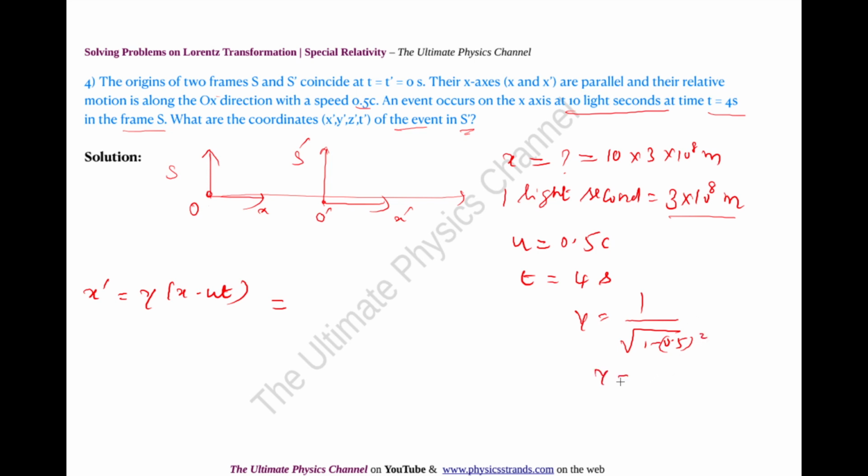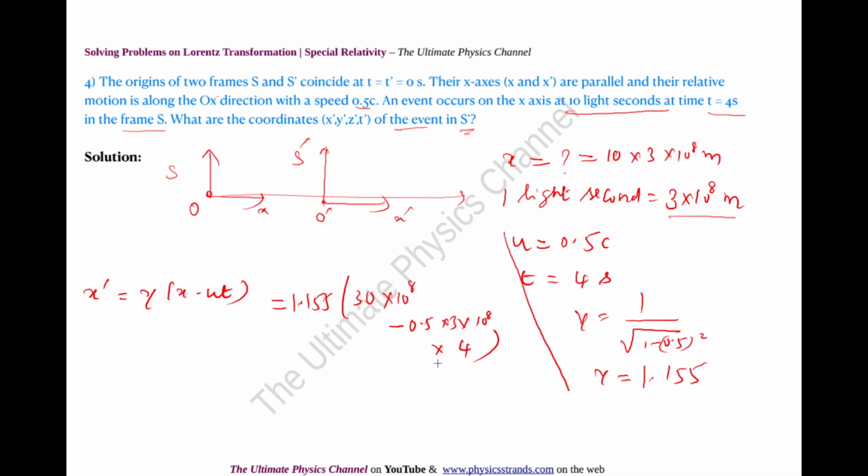That is going to be equal to 1.155. So 1.155 times x, which is 30 (3 into 10, 30 into 10 power 8, I retain), minus u t. u is 0.5c, so 0.5 into 3 into 10 power 8, into time, which is 4.